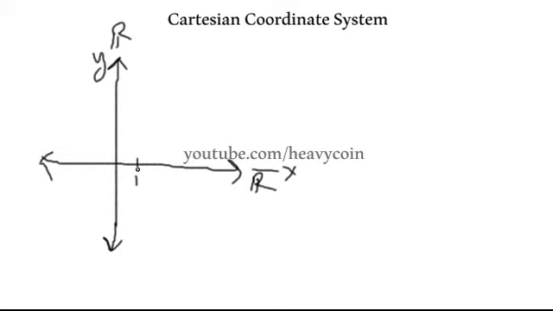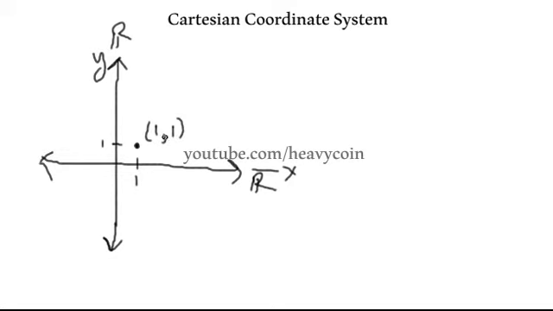So let's say I located 1 on the x-axis and I located 1 right here on the y-axis. This point, where you start at the origin, go over 1 and up 1, its address is going to be (1, 1).